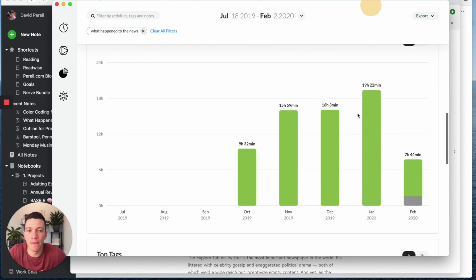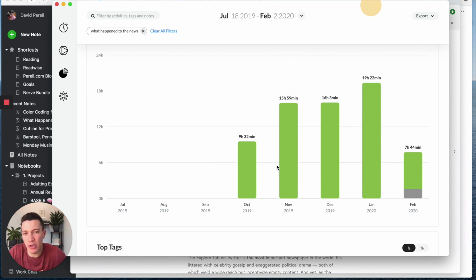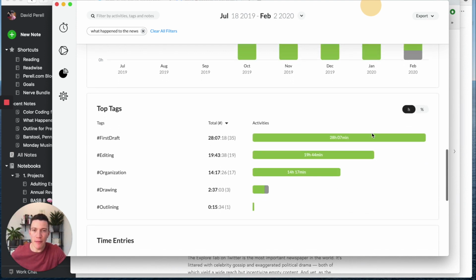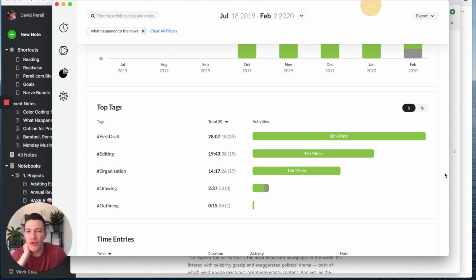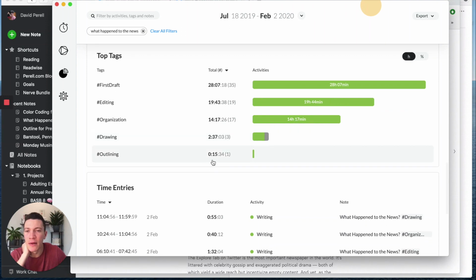And you'll see it really begins to pick up in October, November, December, January. I worked on this tons, and then a bit in February. I spent 28 hours on my first draft, 19 hours editing, 14 hours organizing, 2 hours and 37 minutes doing those drawings, and then 15 minutes outlining. But outlining and organization are fairly similar. So as you can see, I spent almost 15 hours organizing this piece.